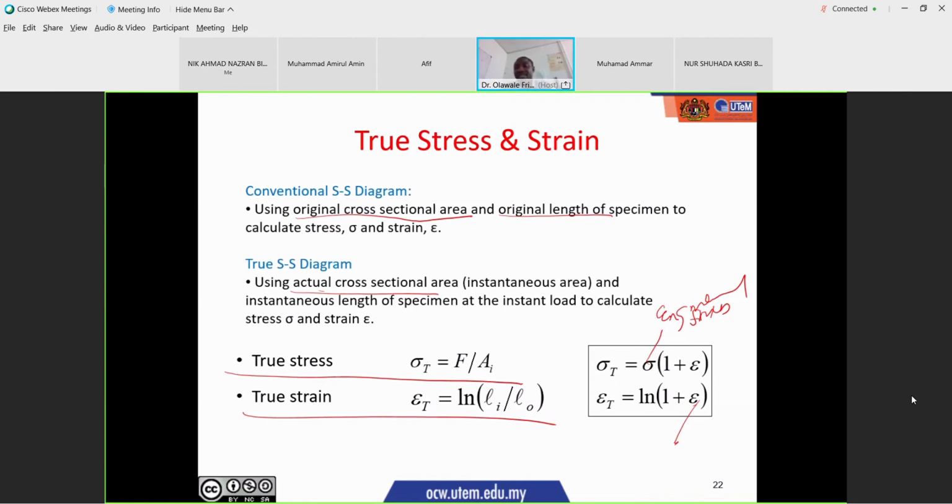So all you do, in practice, is do your conventional stress strain test and plot your conventional stress strain diagram, but you can now change from conventional to true stress and true strain. From your conventional stress or engineering stress, you can change to true stress, and from your engineering strain, you can change to true strain using this formula here.